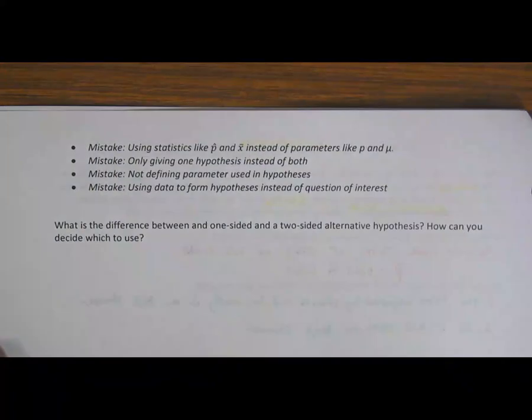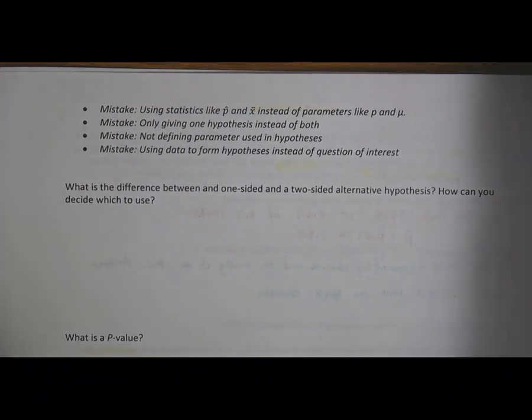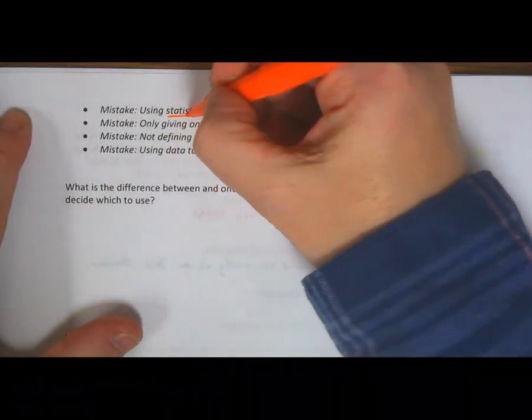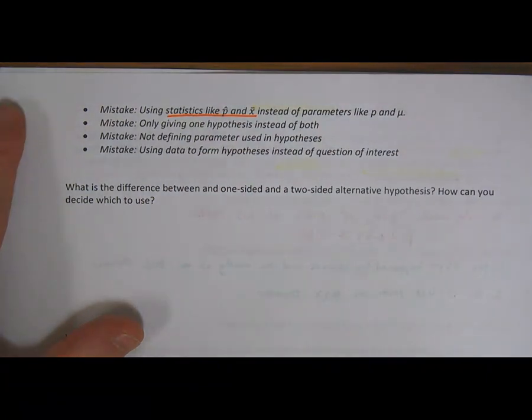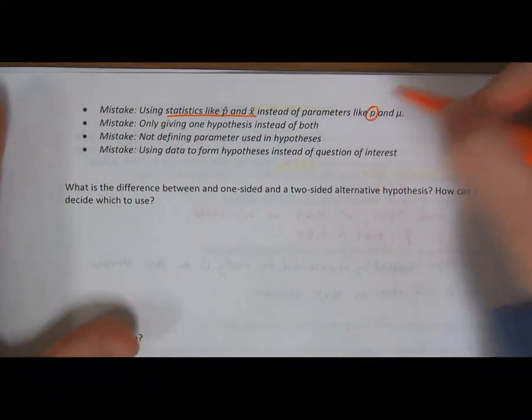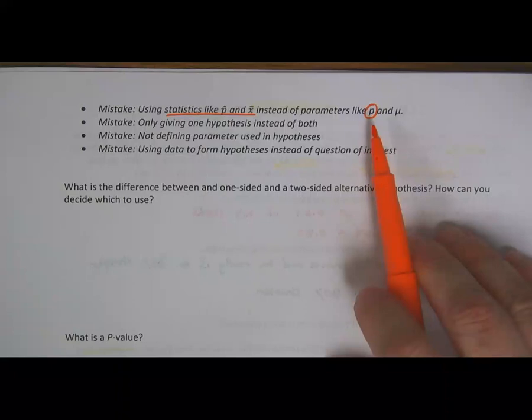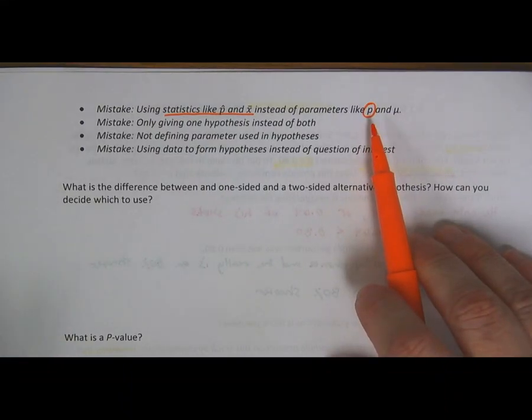Here are some common mistakes when people write their hypotheses. They will accidentally use statistics in their hypotheses instead of parameters. You need to be using parameters, and this entire chapter is about proportions. We're not even going to look at significance tests for means, population means, until chapter 11.